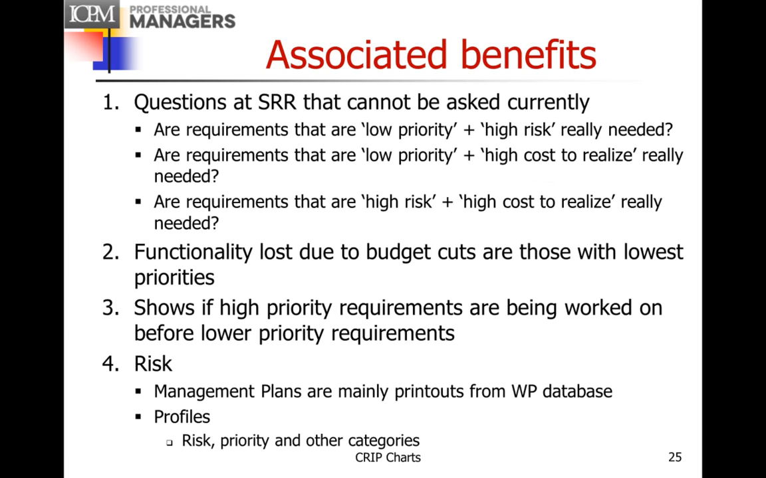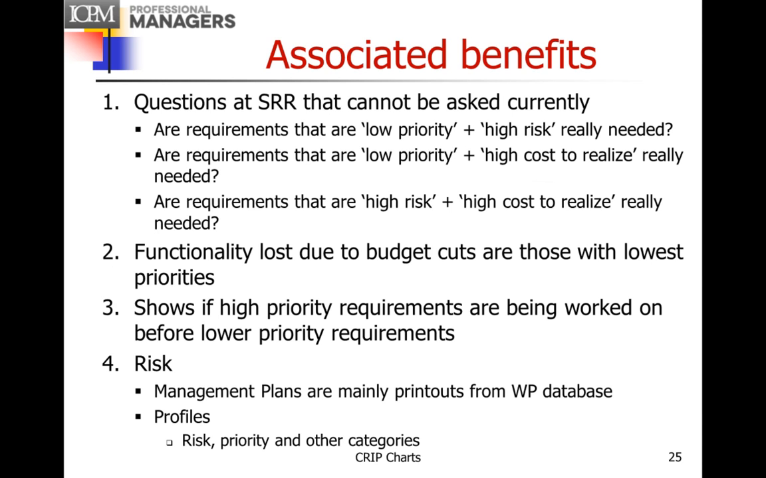Now, some of the associated benefits of the CRIP chart approach is, since we've got requirements tagged by priority and risk and cost, you can ask questions like, are requirements that are low priority and high risk really needed? Or low priority and high cost to realize really needed? Or requirements that are high risk and high cost to realize really needed? You can ask these questions at SRR, which you can't do in the current paradigm. And so the customer can say, yes, they are needed, but wait a minute. If they're really needed, why do they have low priority? Maybe the priority needs to change.